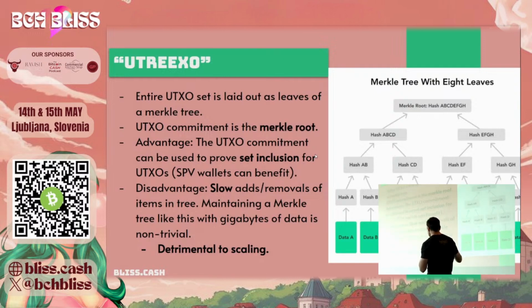If you do a UTREEXO for something that you want to be global money, you potentially have billions and billions of UTXOs out there. So I would consider this to be detrimental to scaling, even though it has these nice properties.